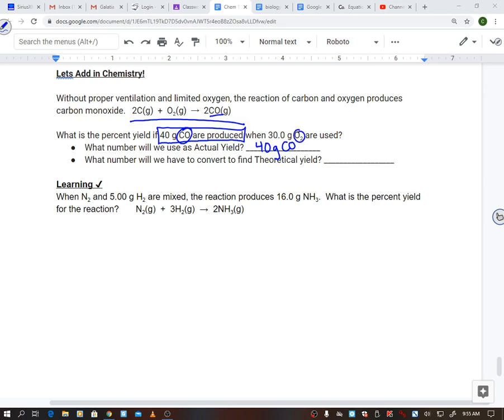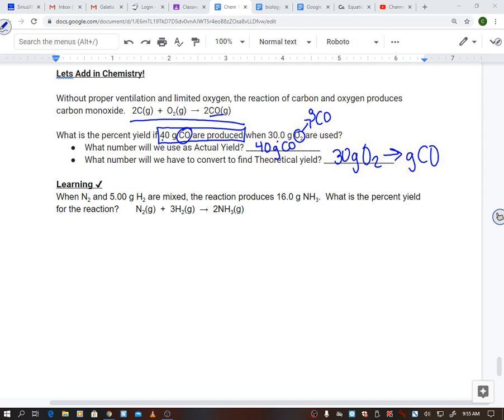If you look at this, this is one of the reactants. I need this reactant to be in grams of CO, so that's what I've got to get to. So yes, I'm having to go from grams of one to moles of one, moles of one to moles of two, moles of two to grams of two. Hopefully you have written that down. I've written it down a lot of times. All right, so what number will we have to convert to find the theoretical yield? We will have to convert 30 grams of O2 into grams of CO. Now, we're not going to do it on this problem. It was just me getting you used to seeing two numbers and figuring out which number we're doing what with. So let's look at the learning check.